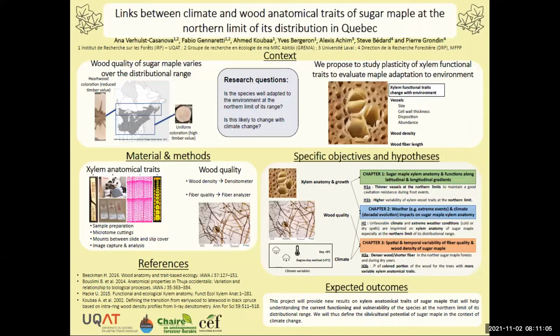drastically reduces the timber value. This coloration seems to be correlated to extreme climate events, such as late frost events in the spring, which are more frequently present in the northern part of the distribution of the species.